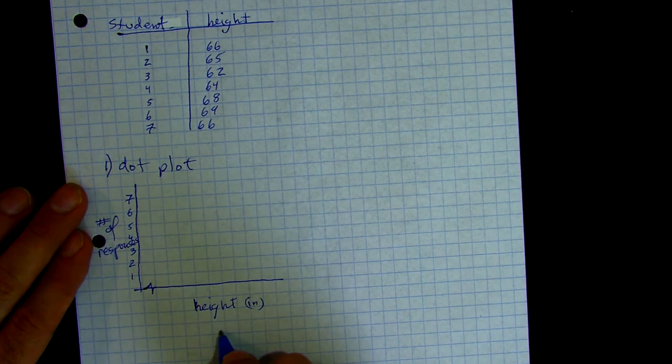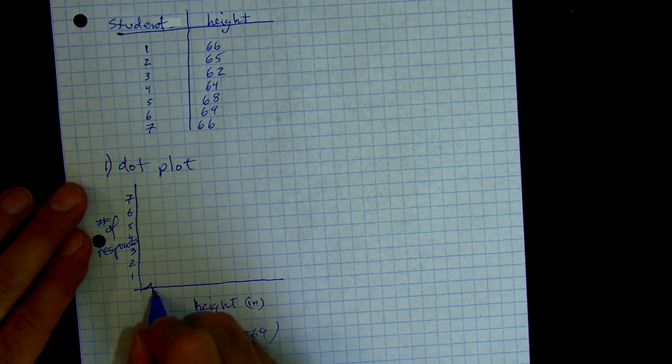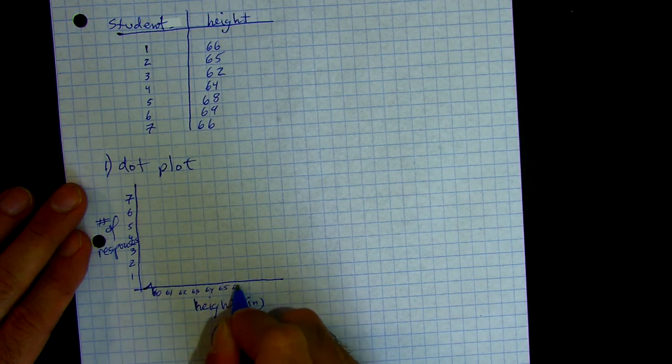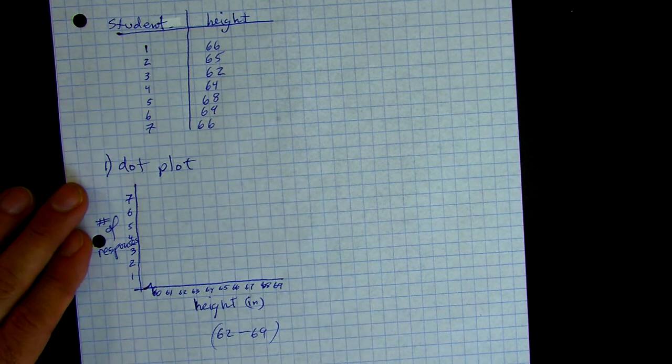For the height, I look here, and my lowest is 62, my greatest is 69. That's my range. So I'm going to go ahead and just start this at 60, 61, 62, 63, 64, 65, 66, 67, 68, 69. Okay.